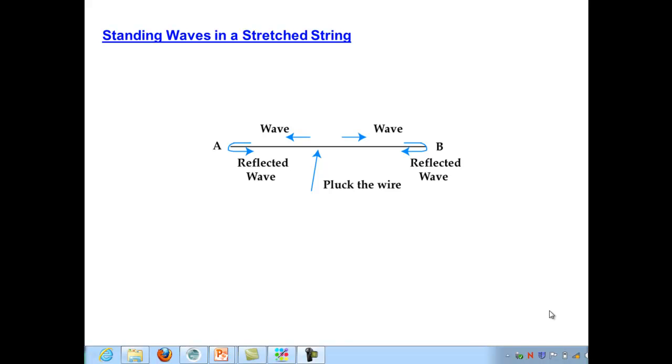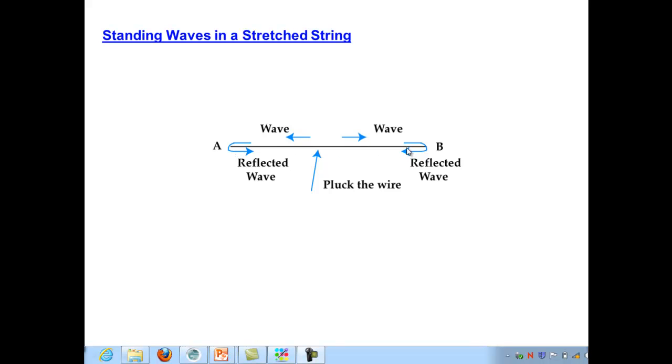And that is to have a string that's stretched and under a certain tension, and to pluck that string in the middle. What does the plucking do? Well, you pluck it somewhere in the middle, and that actually generates two waves, one traveling to the left and one traveling to the right.